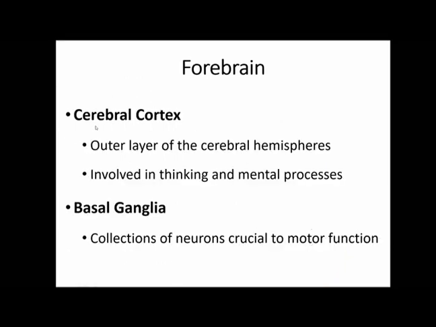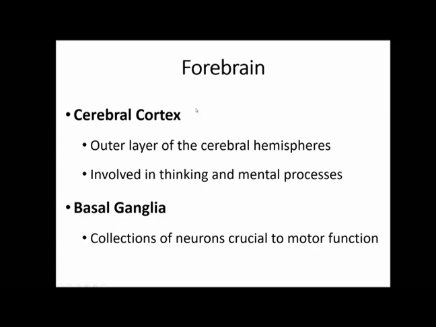And for our cerebral cortex, this is going to be the outer layer of the cerebral hemispheres. And so usually in class, I'll put my hands over my head to indicate that the cerebral cortex is the parts that are closest to your hands on the outside of your head. And so it is this outer coating, this outer layer of the upper part of your brain.